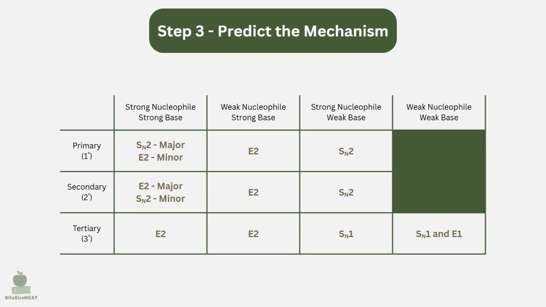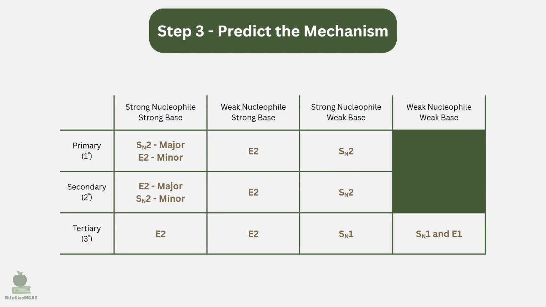Step 3 involves using this table to predict the mechanism. So once we have identified our reagents and our substrate, now let's finally predict the mechanism. For example, if we have, let's say, a strong nucleophile, weak base, but we have a secondary substrate, then our product will follow an SN2 mechanism.